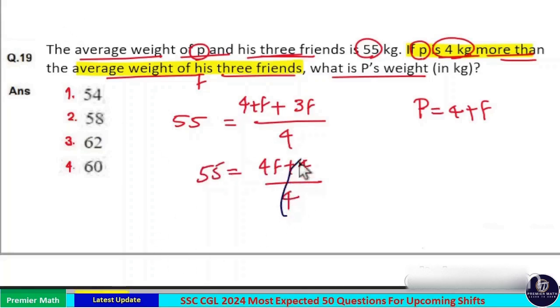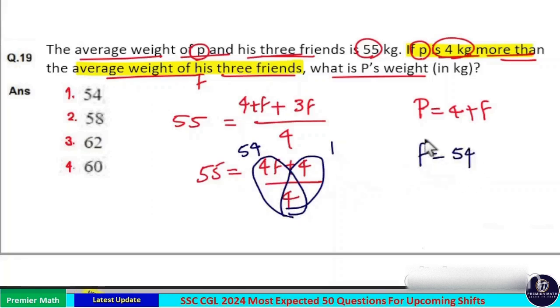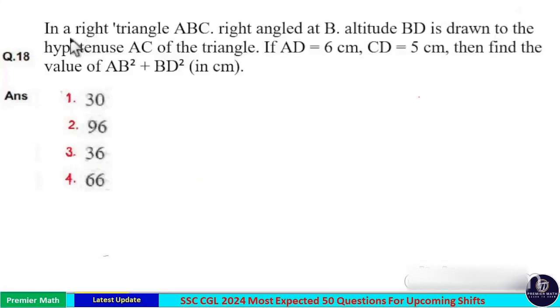Now this term is equal to 1. Same way this term, 4F by 4, is equal to 54, because 54 plus 1 is 55, which means 4F by 4 is equal to F. So F is equal to 54, means P is equal to 54 plus 4, 58. Option 2 is your answer.